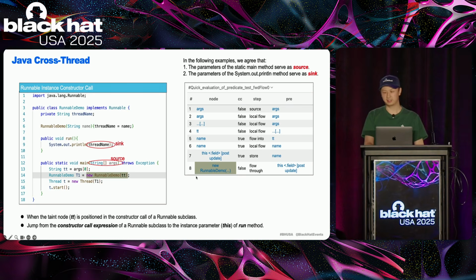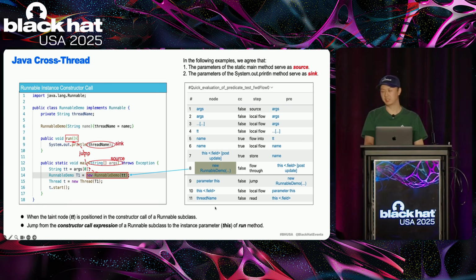So how do we connect it? Remember the jump step we previously introduced. We can use jump step to jump from the RunnableDemo call to the instance parameter of the run method, namely this parameter. And after the patch, we get the complete path. So to summarize, when the taint is propagated through the constructor of a Runnable instance, our approach is to jump from the constructor call to the run method.